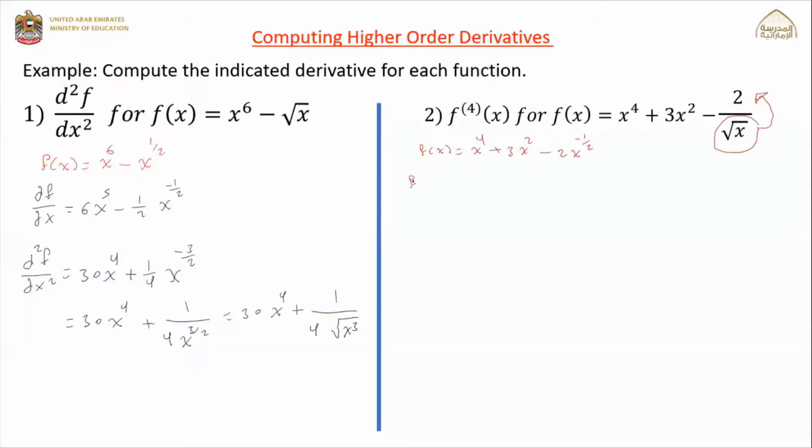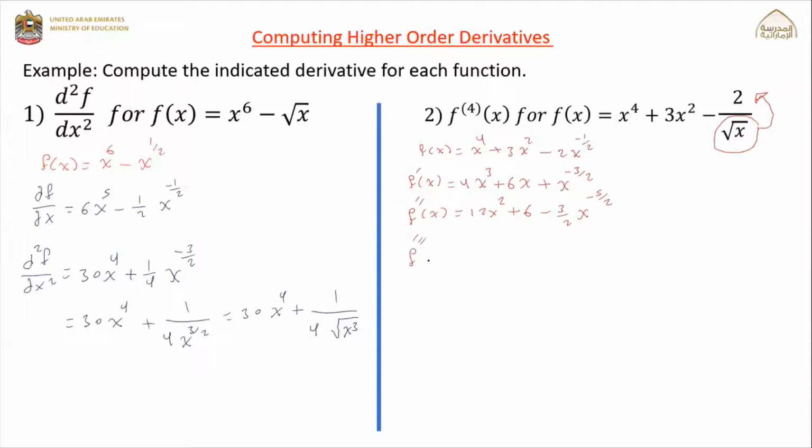Now I will start from the first derivative, which is 4x cubed plus 6x. Here, -half times -2 is plus 1. x to the power -half minus 1 is -3 over 2. The second derivative: 4x cubed gives me 12x squared. Derivative of 6x is 6. And here, -3 over 2, x to the power -3 over 2 minus 1 is -5 over 2.